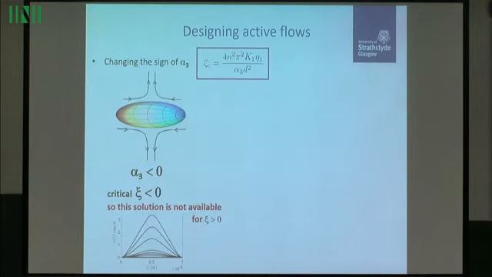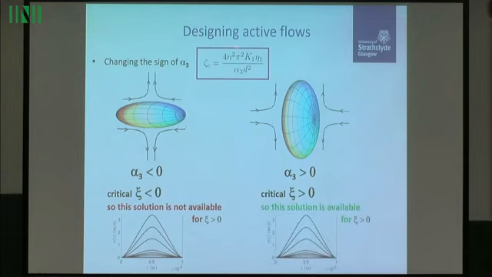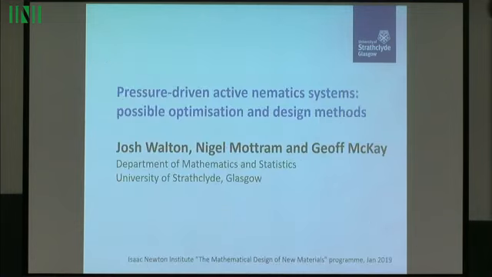So alpha 3 is negative when we have this kind of disc-like contractile flow. But when I turn my organism into a disc and have the same kind of contractile flow, alpha 3 is positive. That means my critical activity parameter is now positive, and I can access this solution. So if I can design my organisms to be, rather than rod-like, disc-like, I should be able to access this solution. Okay, so lots of different ways of designing active systems, some of which may be possible.